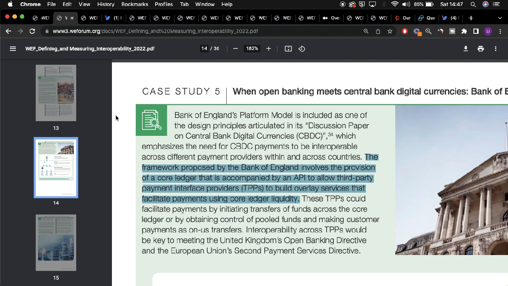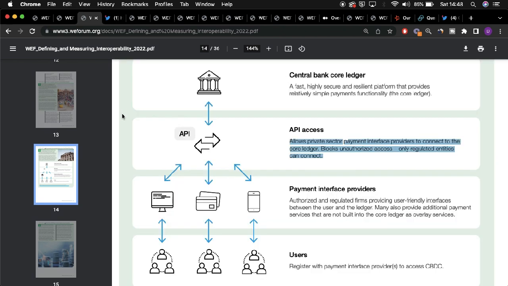The paper initially detailed the findings from a Bank of England study looking at the need for interoperability protocols for CBDCs, where the Bank of England detailed how a core ledger must be accompanied to allow third-party payment interface providers to build overlay services that facilitate payments using core ledger liquidity. An API will be required to enable the connectivity between a CBDC ledger and traditional financial infrastructure. So an API platform would have to comply with regulatory frameworks and also be an authorized mechanism to enable interoperability between CBDCs and legacy systems, including the banking sector.